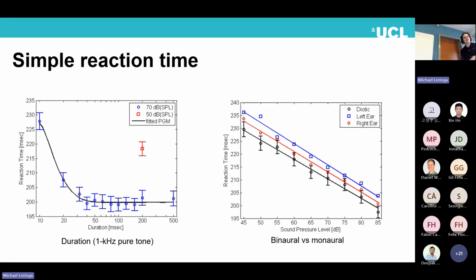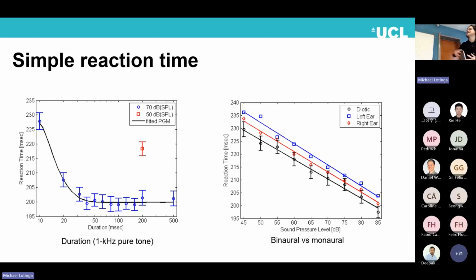Here's some slides from my own PhD, where I looked at whether we can use simple reaction time for loudness. On the left-hand side, I varied the duration of the sound, and participants just were instructed, click the button as soon as you hear the sound. So reaction times got shorter with duration, and after 40 to 50 milliseconds, it wasn't dependent on duration at all. So it might not be exactly the same as loudness, because reaction time might be governed by not exactly the same processes. However, the basic principle is there. There is some temporal integration that also reduces reaction time.